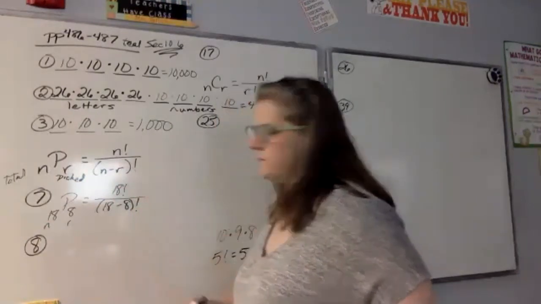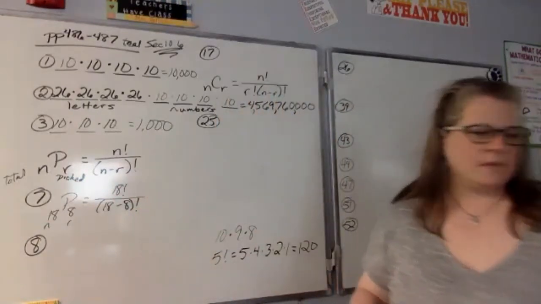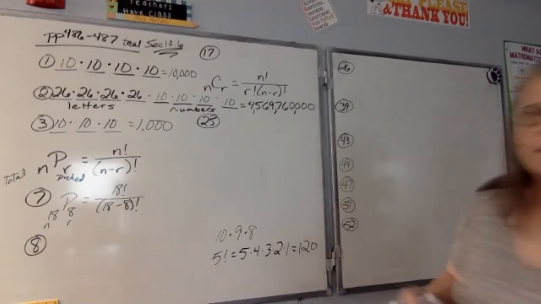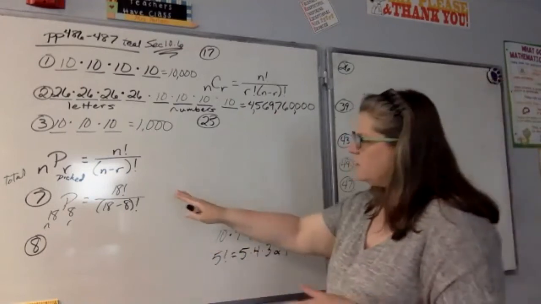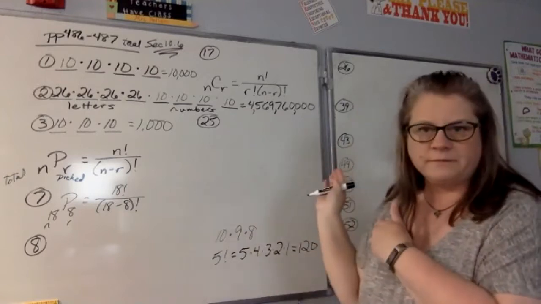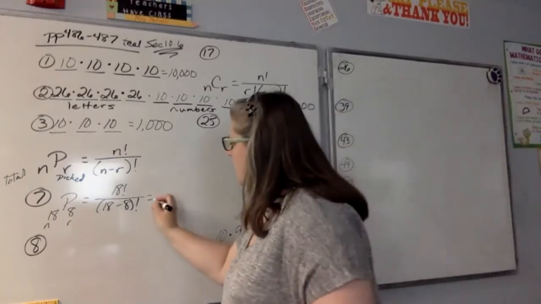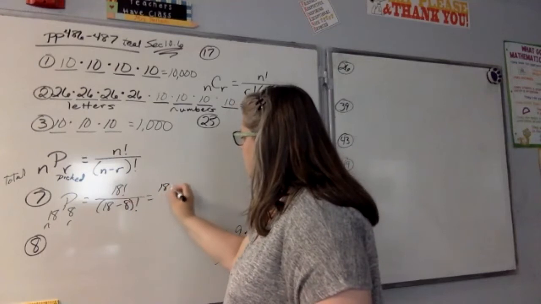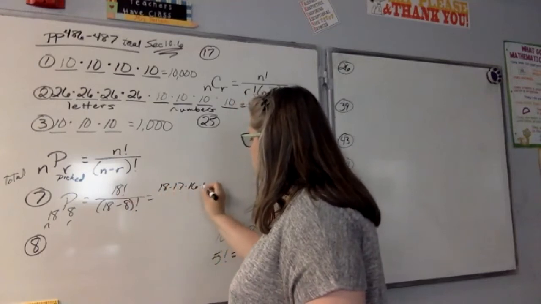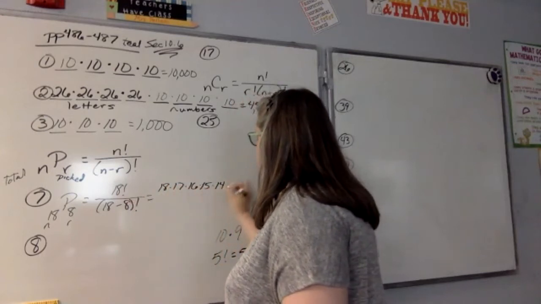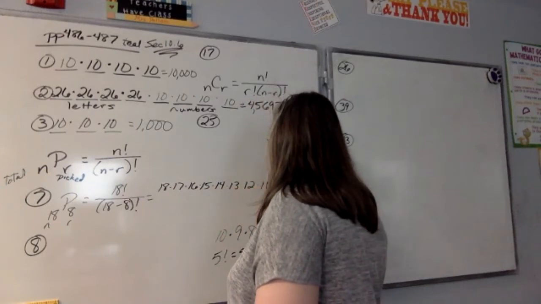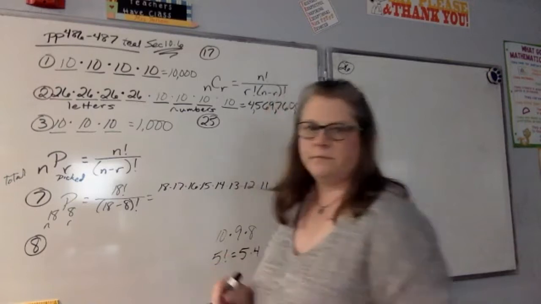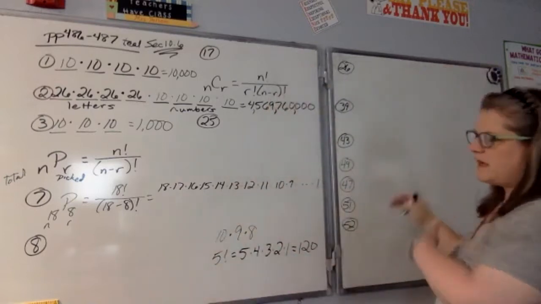Okay? So think about what I said the factorial meant. Factorial meant you take that number and you count down to 1. So on the top, that would mean I had 18 times 17 times 16 times 15 times 14 times 13 times 12 times 11 times 10 times 9 times, and so on, times 1. You would count all the way down from 18 to 1.